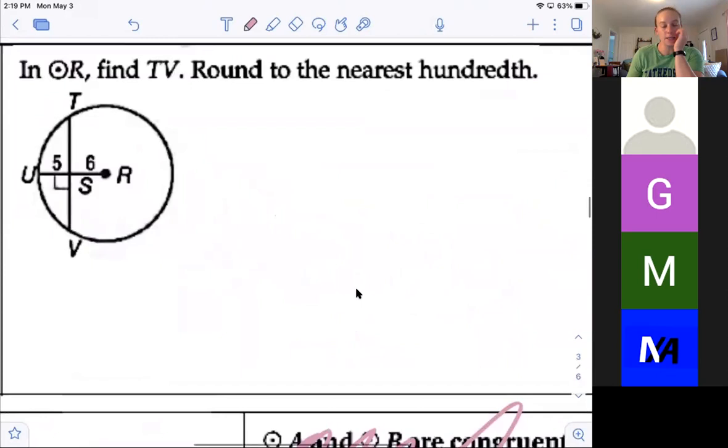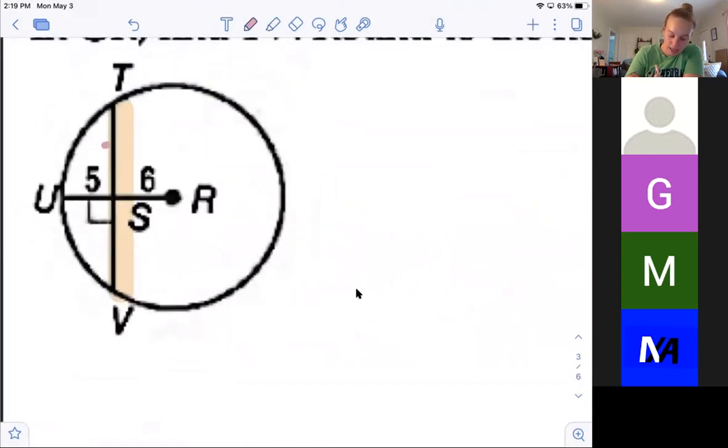The next one says in circle R, find TV. So we want to find this entire length T to V. I know that TS and SV are congruent because I've got a cute little 90-degree angle here, but that's not really helpful because I don't know how much either of those little pieces are or the whole length. So that's not super helpful. What I do know is that this length UR is split into 2. One of them is 5 and one of them is 6.